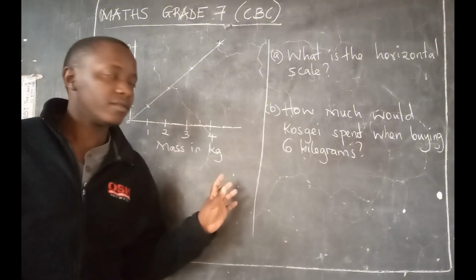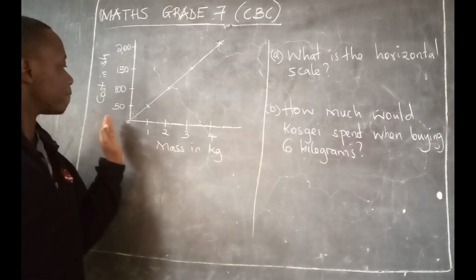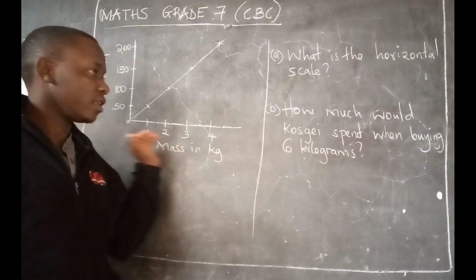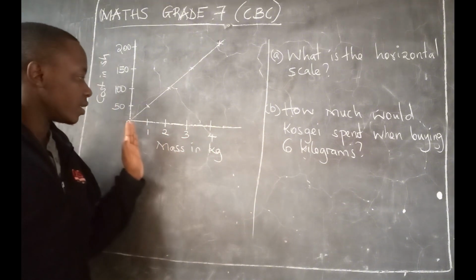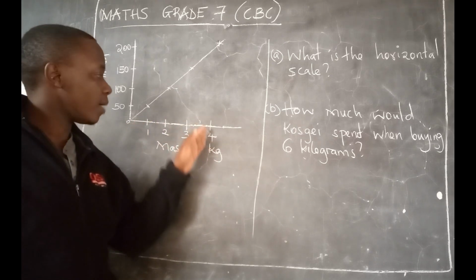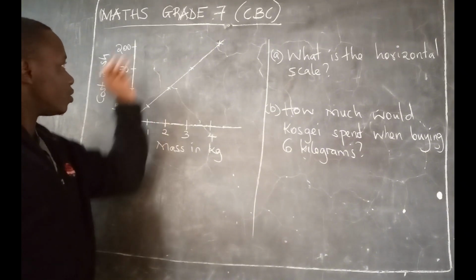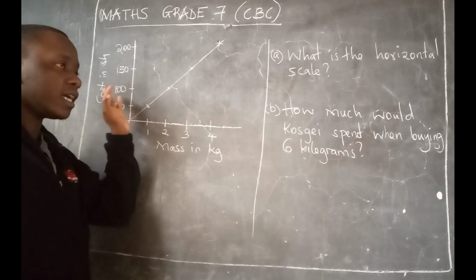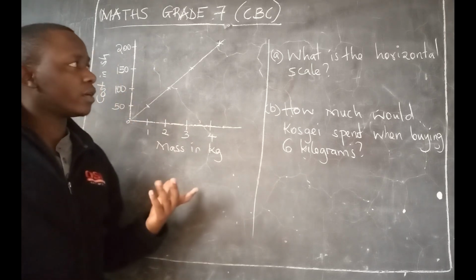Just by looking at this graph, we have cost in shillings on the vertical scale, and we have mass in kilograms on the horizontal scale. Now, the mass in kilograms is 1, 2, 3, 4. So up to here, this is 4 kilograms. This is 50, 100, 150, 200. That is 200 shillings, 150 shillings, 100 shillings, 50 shillings, and so on. Now, let us go to the questions.